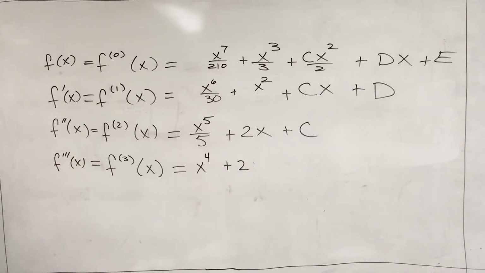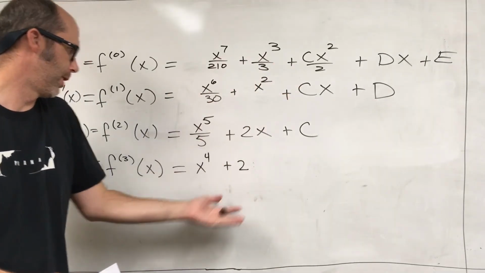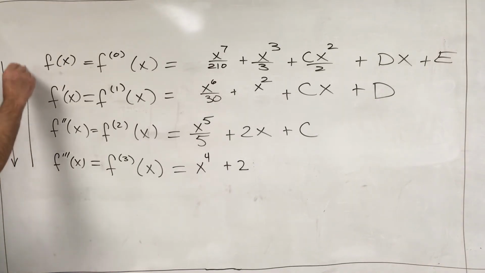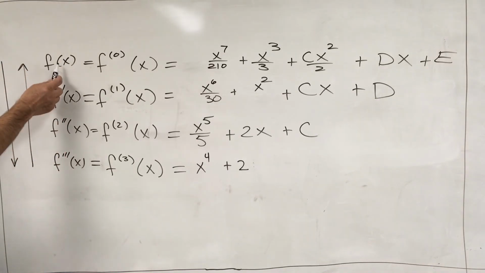All right, so what you can see here is that when you take derivatives, it's like you're going down. This is the way I think of it. It doesn't mean that you really are going down, but if you start with f of x at the top, taking derivatives, you go down. So derivatives go down, antiderivatives go back up. So antiderivatives go back up to f of x.